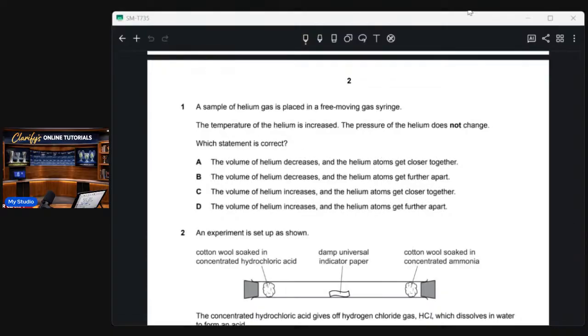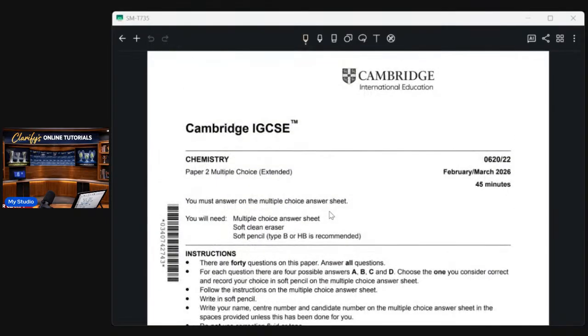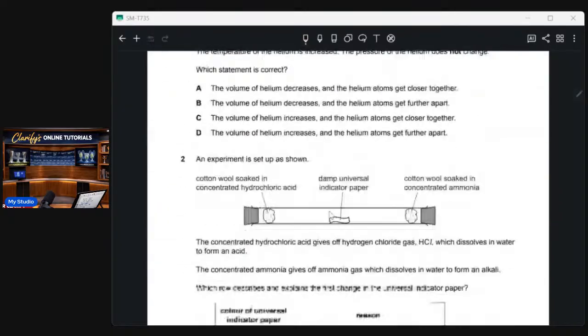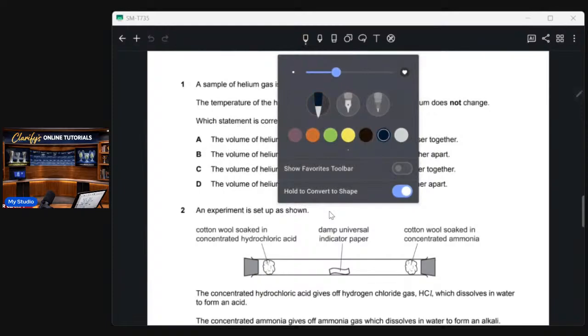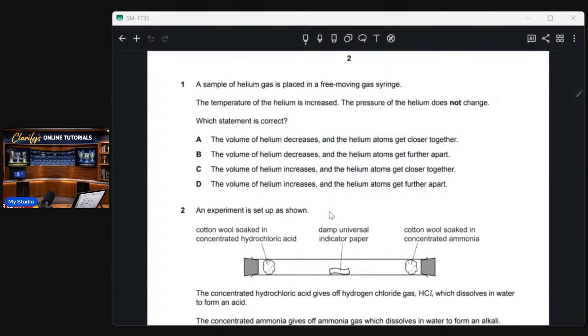Right, here's the first question. It says, welcome to your chemistry paper. We're doing February, March 2026, and we're doing paper 2-2. It's 45 minutes long, so ideally you would have needed to do it in a short amount of time. We don't have time either, so I'm just going to quickly introduce you to this paper, and you can continue it, and we'll continue together.